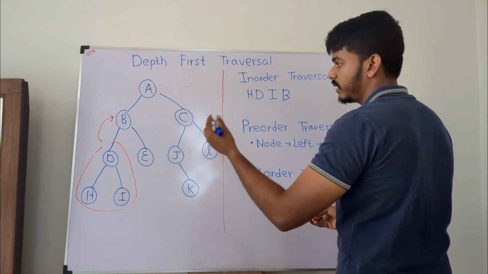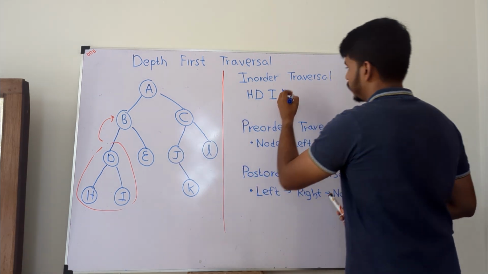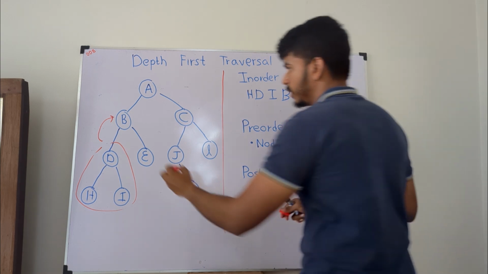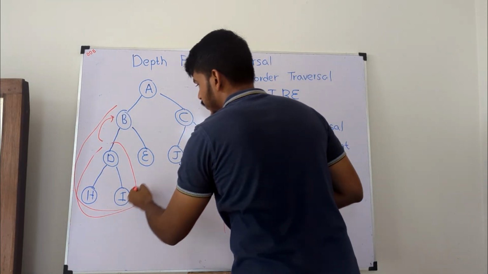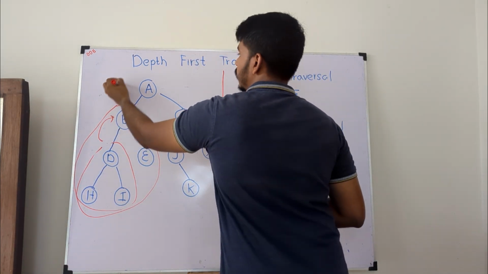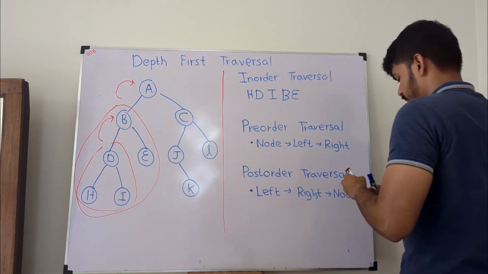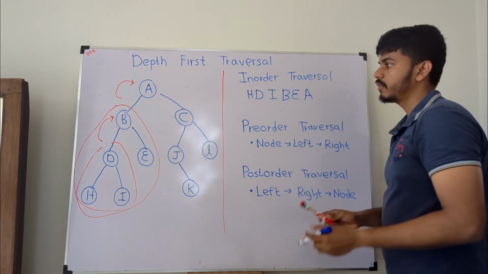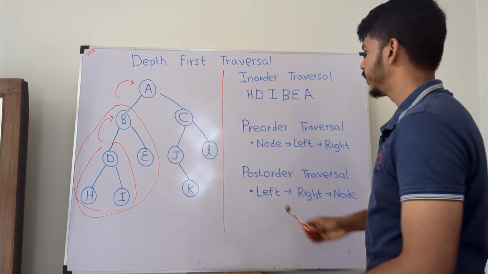Then after that, the right child, which is E. So the whole of the left subtree has been completed. Then we can move to the node again, which is A. Then after that, move to the right subtree.